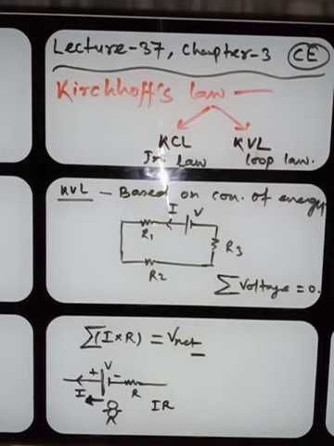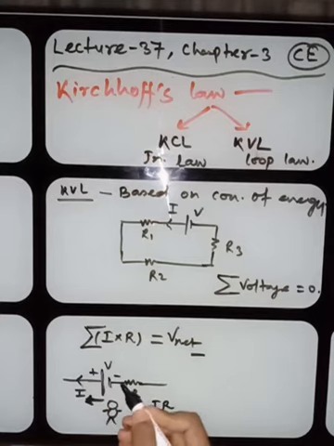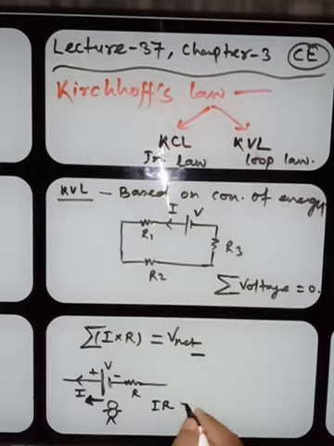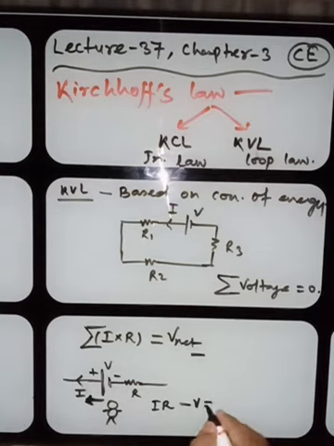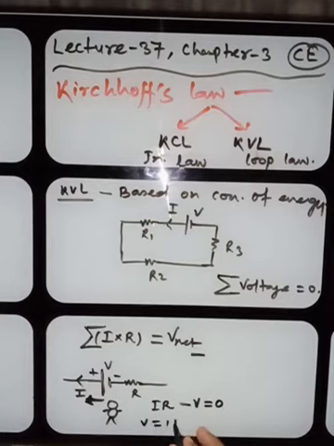In case of resistor, if you are going in the direction of current, you will write positive. But at the battery or the cell, you will write the nature of the terminal you meet first. So you are going in this direction and you meet the negative terminal first, so write minus here. The voltage is V, and the circuit is finished. So V equals IR.